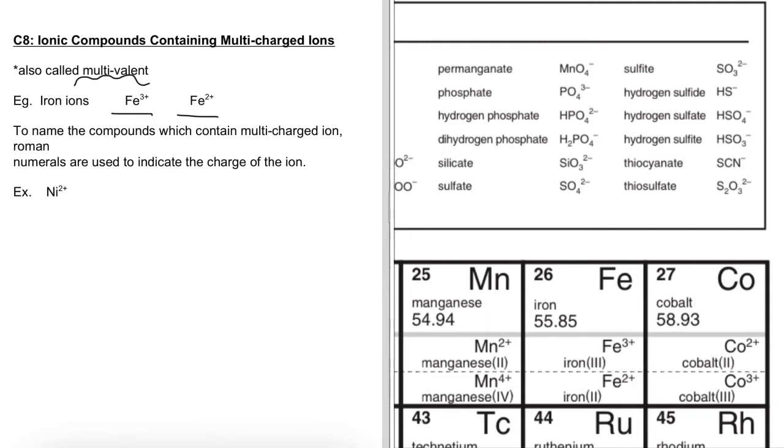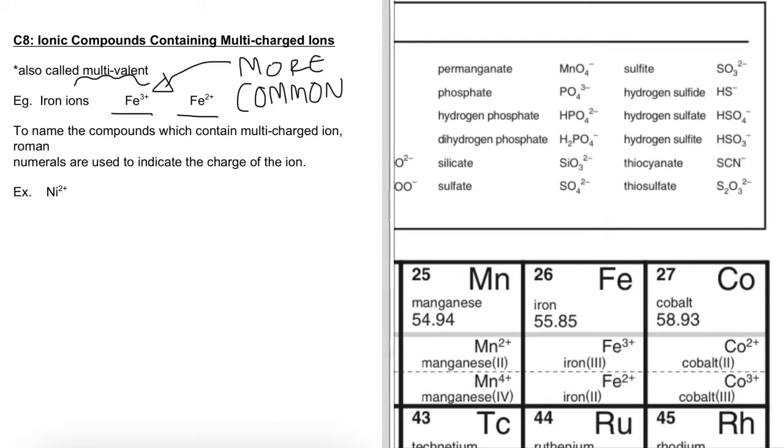If we were to take a look at the square for iron, it lists the 3 positive charge first, and then below it, it has the 2 positive charge. The reason is because this 3 positive charge is the more common charge. So this one is more common.